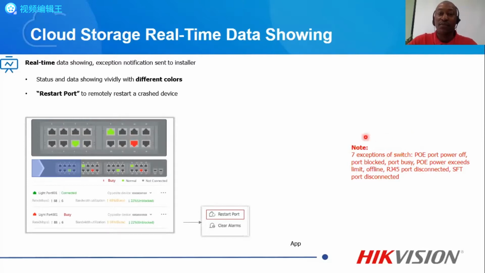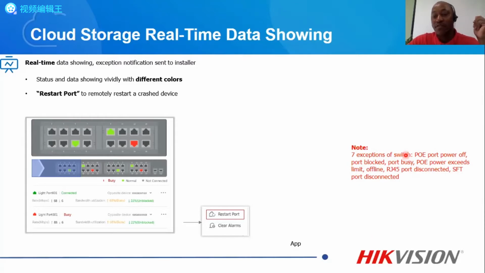So if any of these exceptions were to occur on the switch, you will get notifications. For instance, if the PoE power is off on a specific port, you get a notification. Or if the port is busy, or if it's blocked, or if the PoE power exceeds the limit, or if the port is offline, or even if an RJ45 port is disconnected. For instance, the client maybe disconnects a device by mistake, so you would have already received that notification. So when they call and say, my camera is off, you know exactly why, and you can just ask them to plug that camera back in.